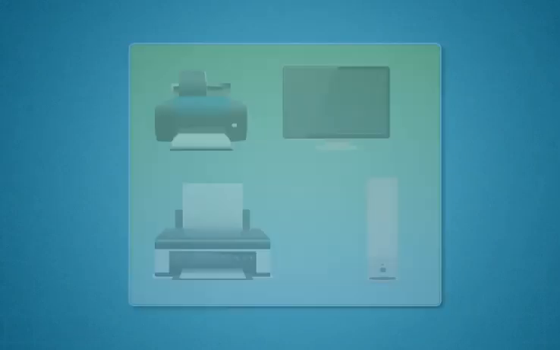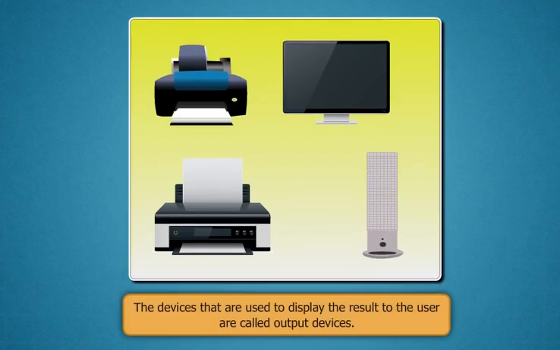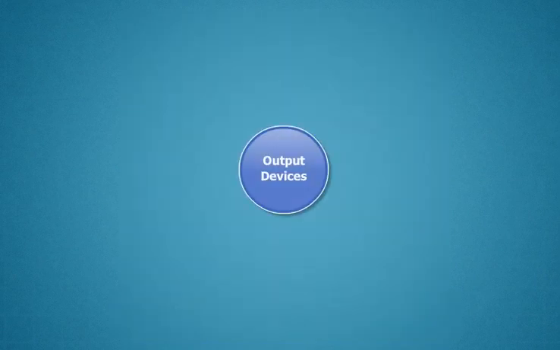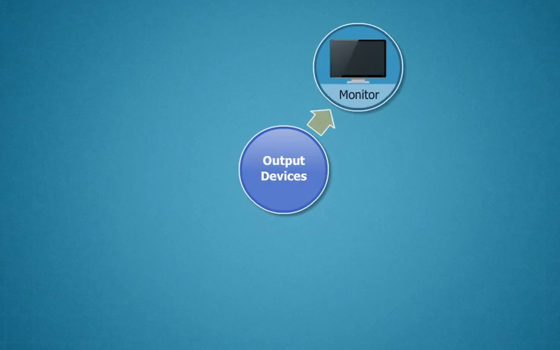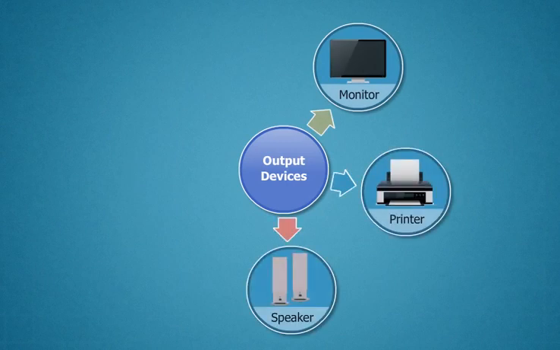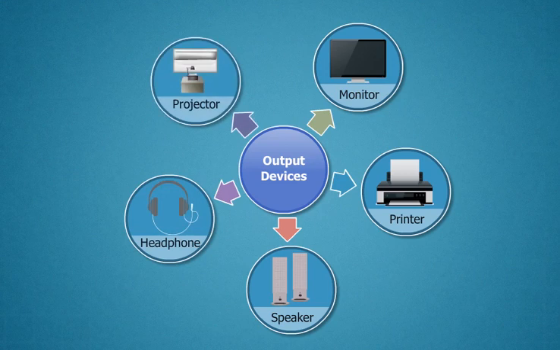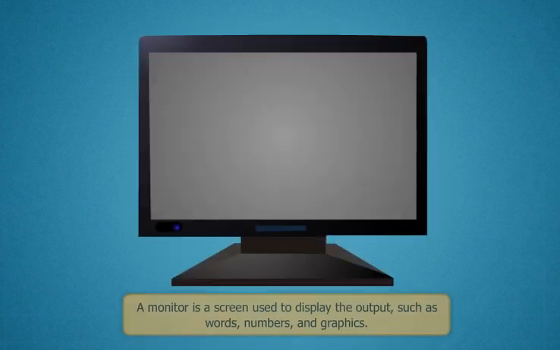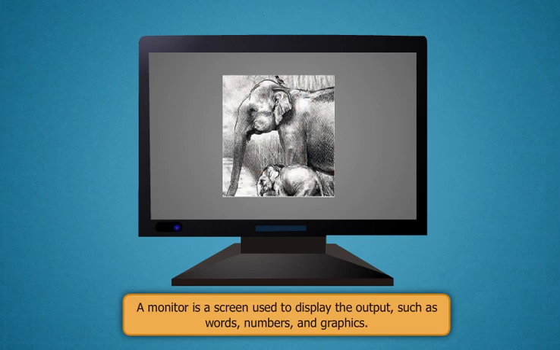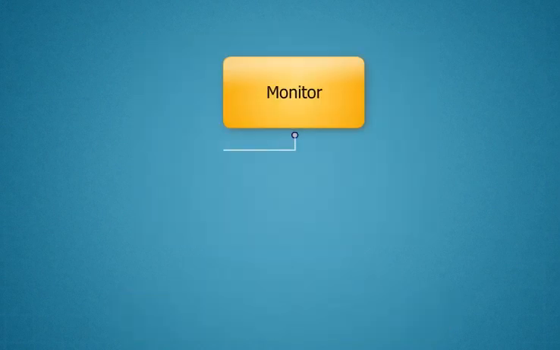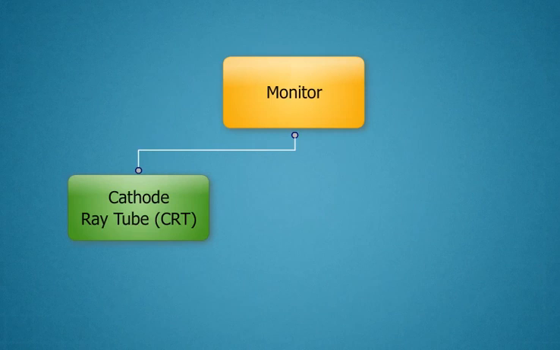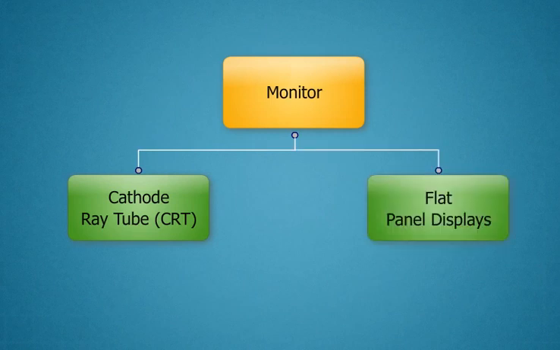Another component of a computer is output devices. These devices are used to display the processed data or result to the user. The main output devices are monitor, printer, speaker, headphone, and projector. Let us know more about these output devices. Monitor is the most common output device. A monitor is a screen that is used to display the output, such as text and graphics. Monitors are of two types: cathode ray tube or CRT, and flat panel displays.